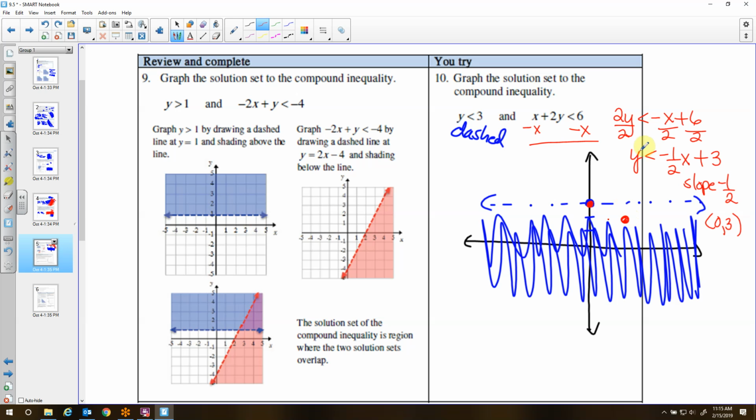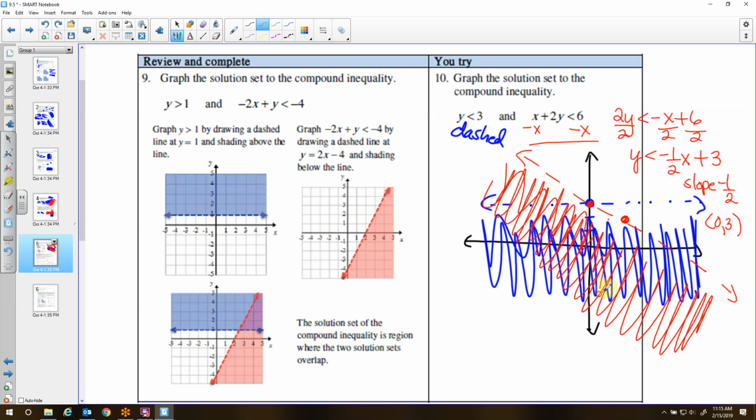Okay. This one also did not have an equal to in it, so it's going to be dashed. So connect them with a dashed line. And once I solve for y, less than means shade below. So I'm going to shade below all the way across. And then where does the overlap start? So the overlap is, let's see, here. Just like that, right there.